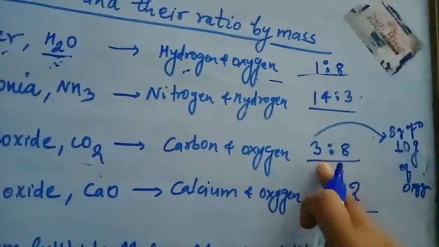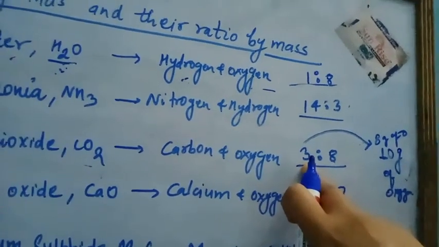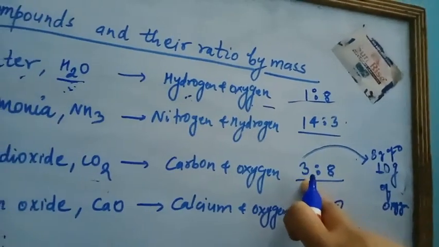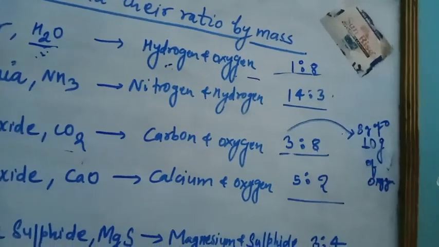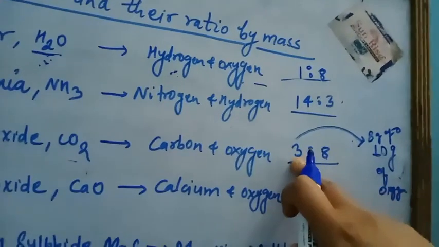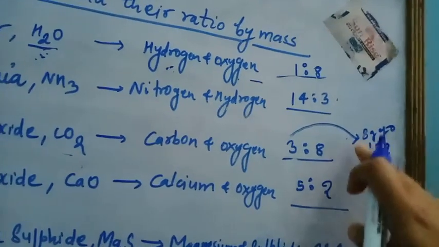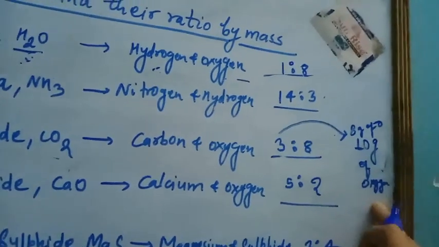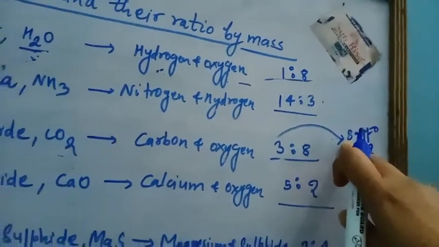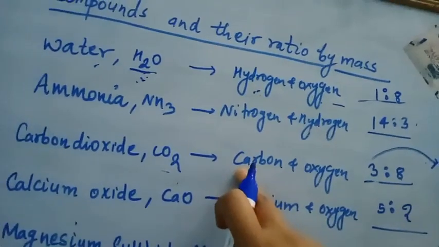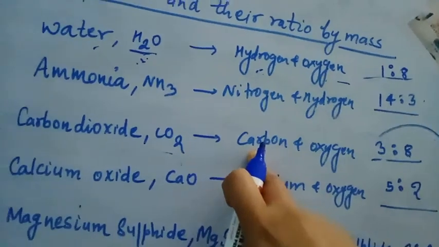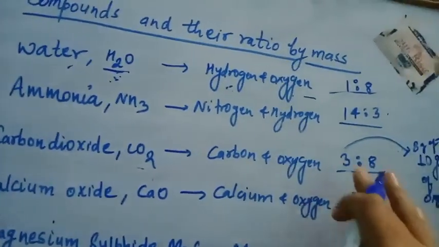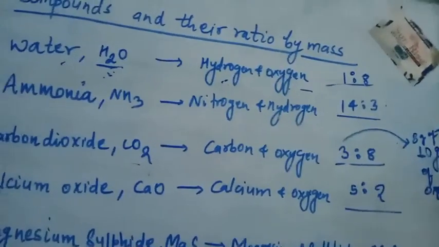How? You can see 3 grams of carbon is supposed to combine with only 8 grams of oxygen. So here carbon is limiting the mass of oxygen to 8 grams. The limiting element, or limiting reagent, is carbon, which limits the reaction in the ratio of 3:8 by mass.